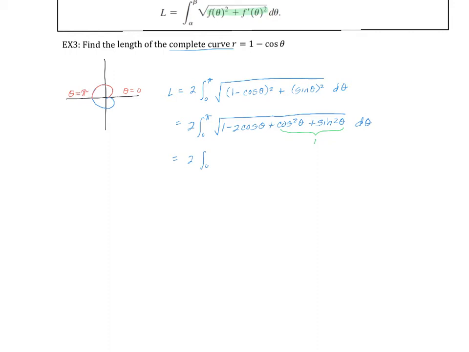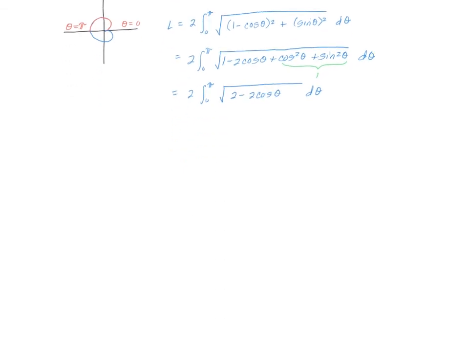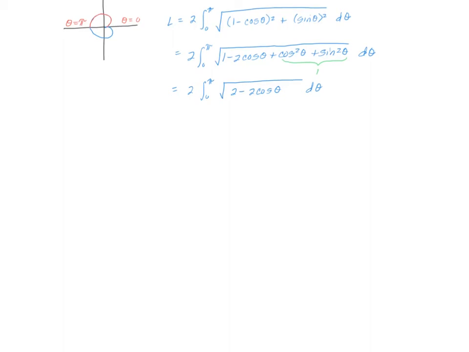And then I have the integral from 0 to pi, square root of 2 minus 2 cosine theta. I could factor out a 2. It'll come out as the square root of 2. So 2 square root of 2. But you don't have to. You could leave it in. And I have 1 minus cosine of theta. Unfortunately, I don't know how to integrate that.